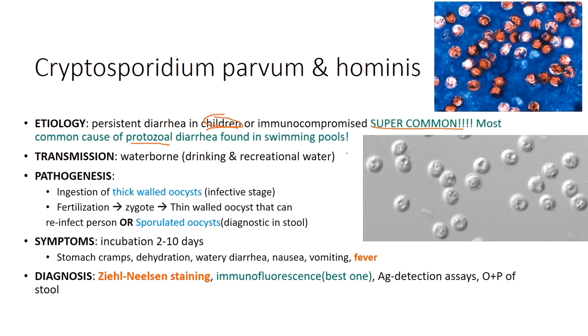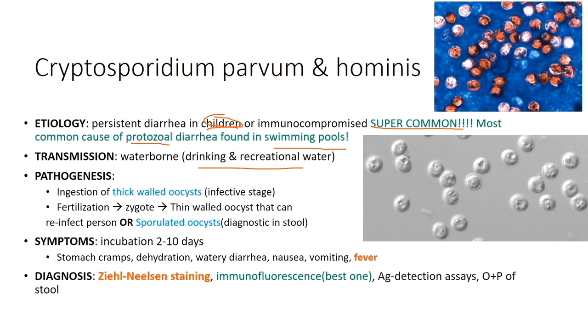So if you have a question that's like, what is the most common cause of persistent diarrhea in children, you're thinking of Cryptosporidium parvum. If they were more specific about protozoa, you're still thinking Cryptosporidium. If they're saying that you get it from swimming pools, you're still thinking Cryptosporidium parvum. Okay, that is persistent diarrhea in children. It's waterborne. You get it from all these guys.